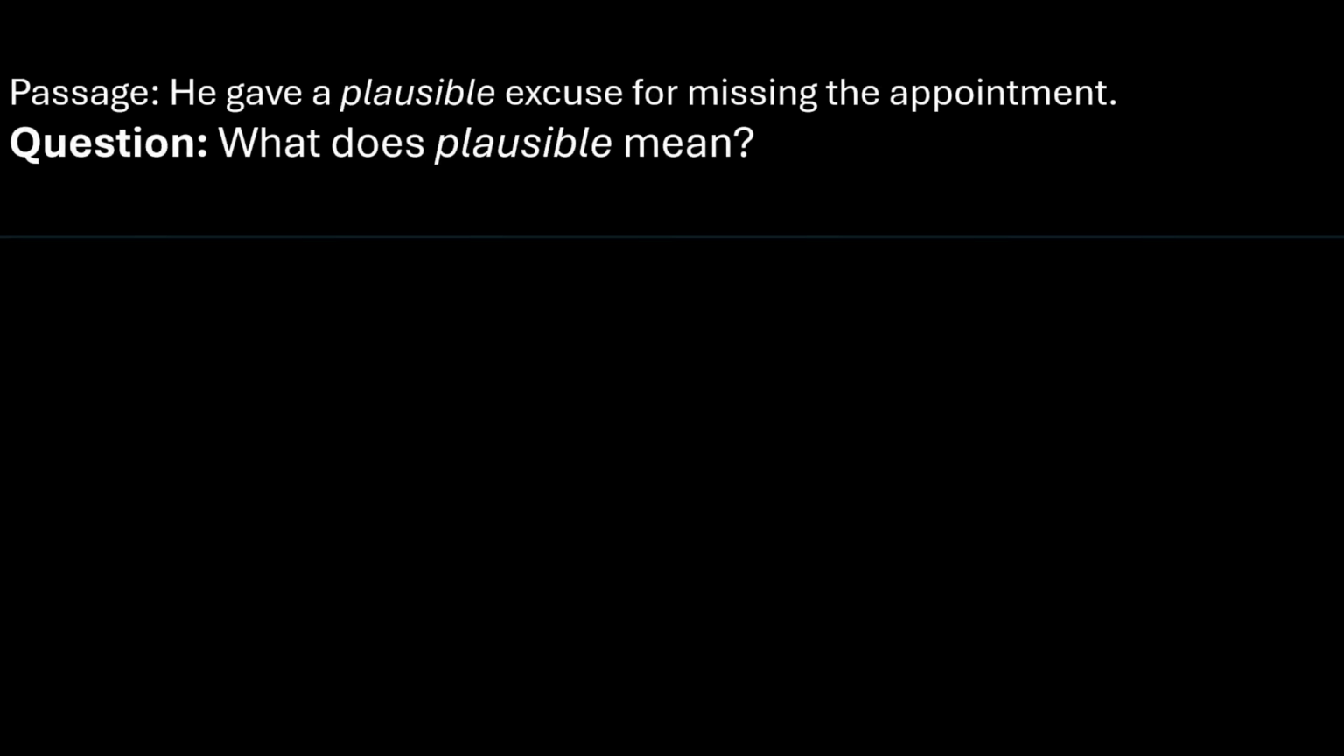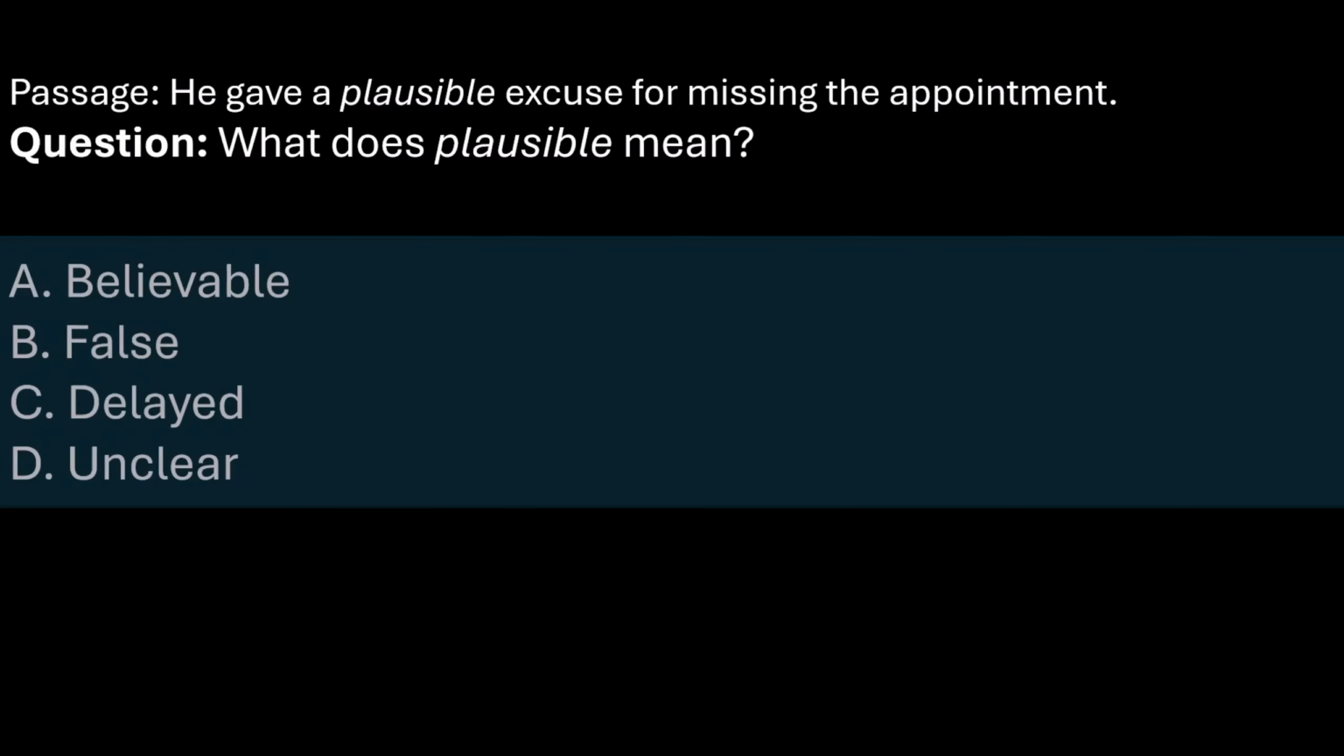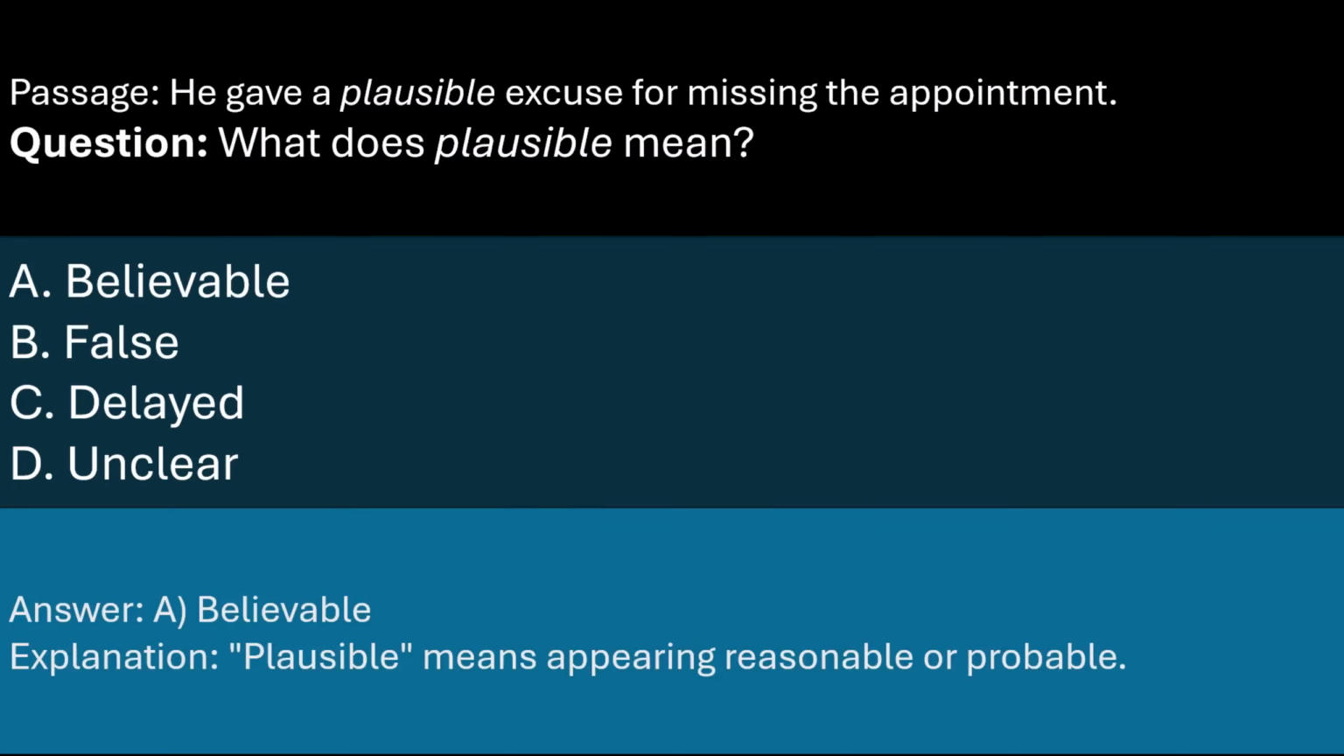So let's see another. He gave a plausible excuse for missing the appointment. What does plausible mean? So let's see the answer. Believable, false, delayed, and unclear. I think unclear can be the right answer. No, believable. He gave a plausible excuse for missing the appointment. I think believable. Okay, so plausible means appearing reasonable or probable.